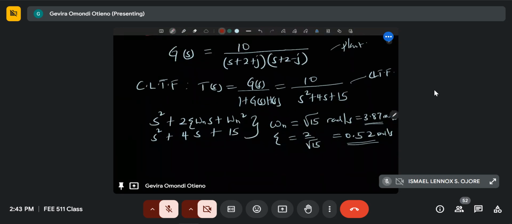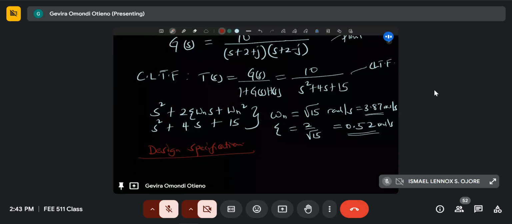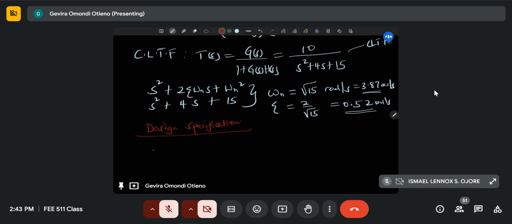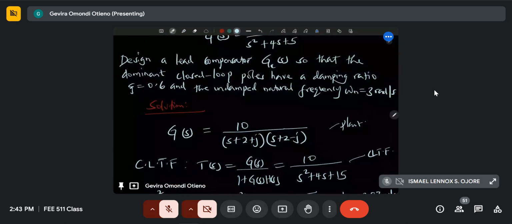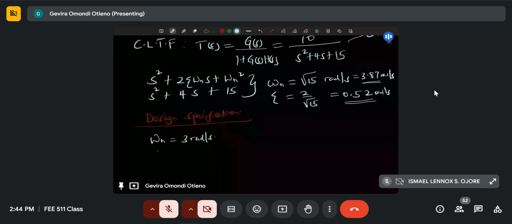But we have the design specifications that we are required to obtain. And what are our design specifications? It's very simple. Okay, so the design that we have is we need to have the undamped natural frequency should be 3 radians per second from the equation that we had, and the damping coefficient is 0.6. Okay, it's 0.6.